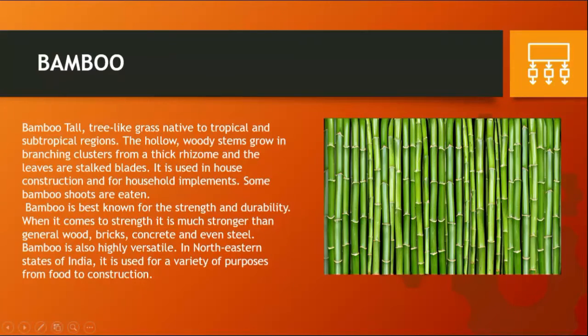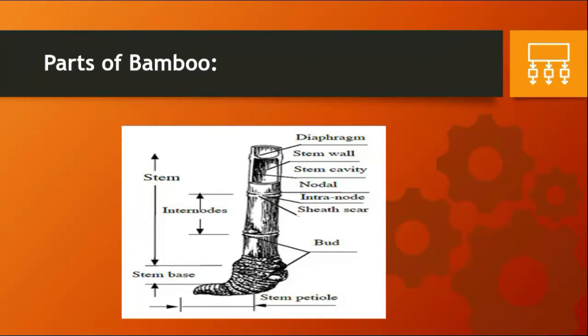In this prototyping, the main product is bamboo. Bamboo is the fastest growing plant in the world due to a unique rhizome dependent system. Certain species of bamboo can grow 91 centimeters within a time period of 24 hours. Bamboo consists of three parts: first, the stem; second, the stem base; and third, the stem petiole.